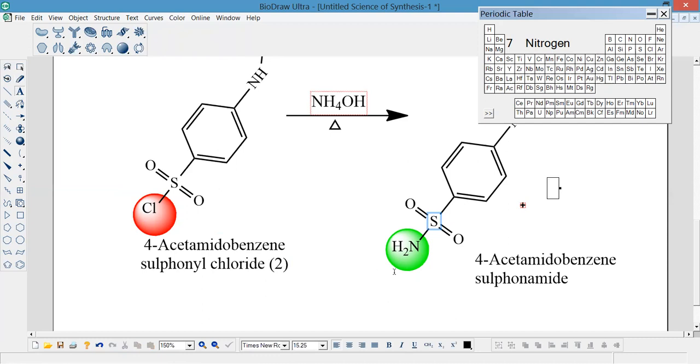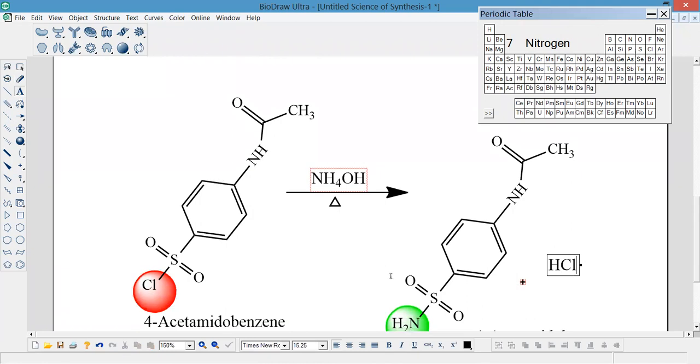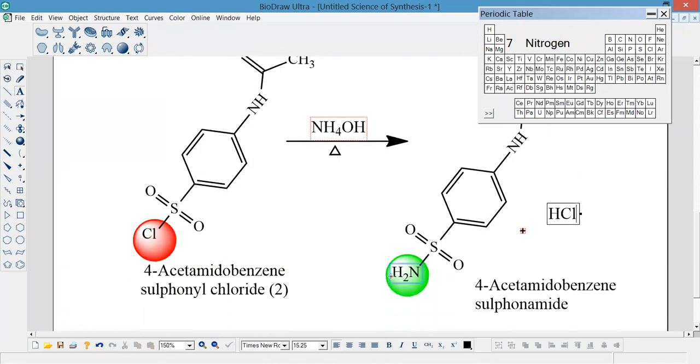Okay, actually this ammonium hydroxide acts as a source of ammonia. Now this NH2 is added here, and H from ammonia and Cl from this 4-acetamidobenzene sulfonyl chloride leave with the removal of HCl. This is the second step of synthesis of sulfonamide, the nucleophilic substitution reaction with the addition of NH2.